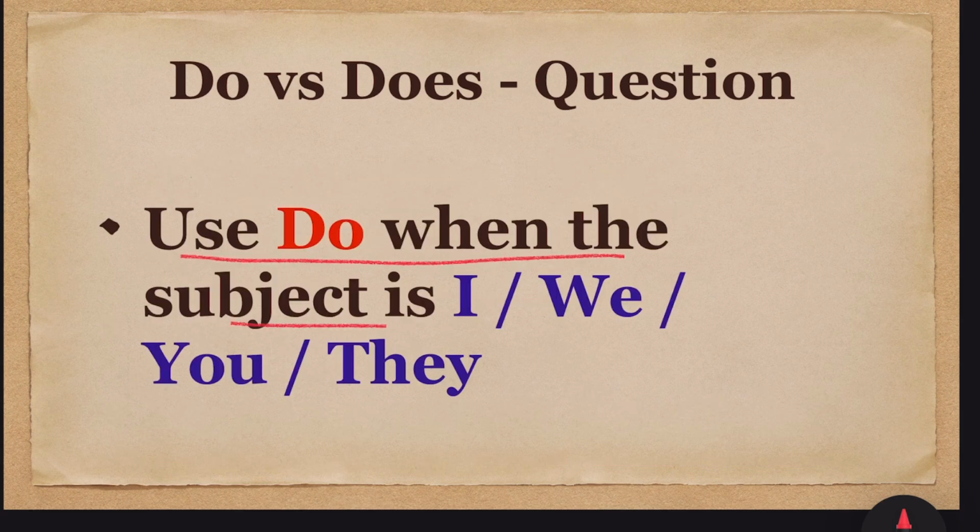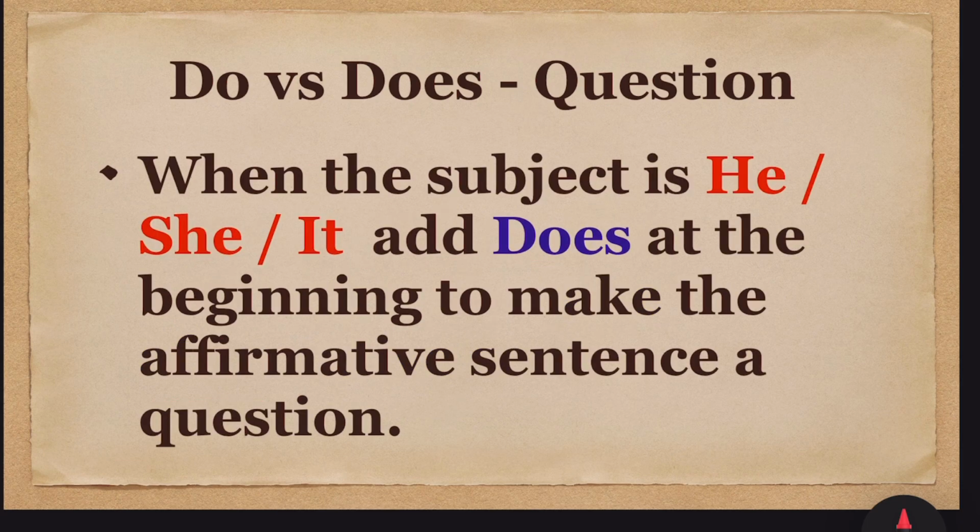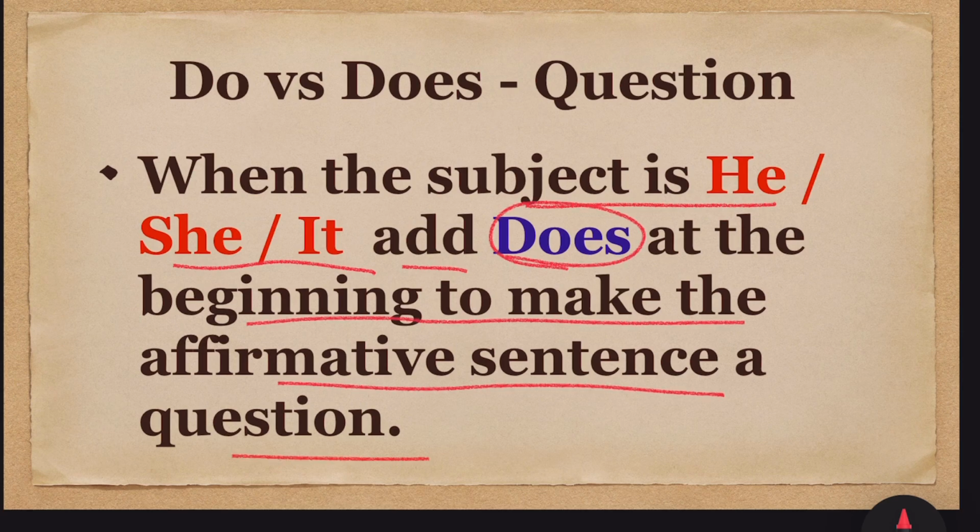Use do when the subject is I, we, you, they. When the subject of a sentence is I or we or you or they, you have to use the verb do to make a positive sentence into a question. When the subject is he, she, it, add does at the beginning to make the affirmative sentence a question. If you want to make an affirmative sentence into a question, you have to add does for he, she, and it.